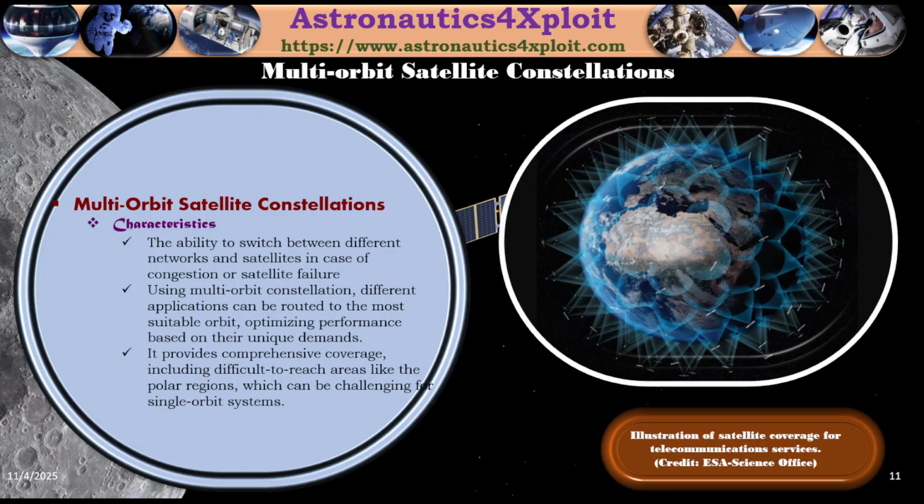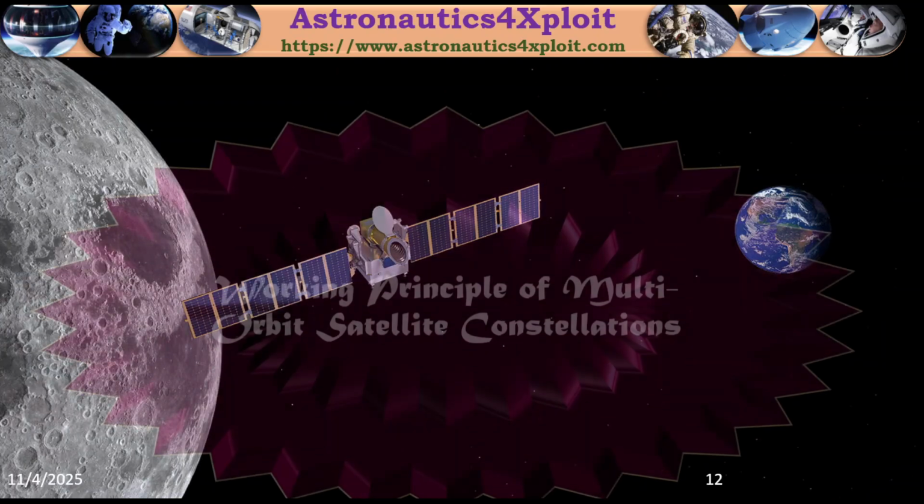Ability to switch between different networks and satellites in case of congestion or satellite failure. Using multi-orbit constellation, different applications can be routed to the most suitable orbit, optimizing performance based on the unique demands. It provides comprehensive coverage, including difficult-to-reach areas such as polar regions, which can be challenging for single-orbit systems. Illustration of satellite coverage for telecommunication services is shown in this picture.